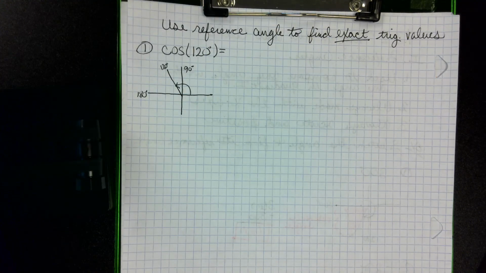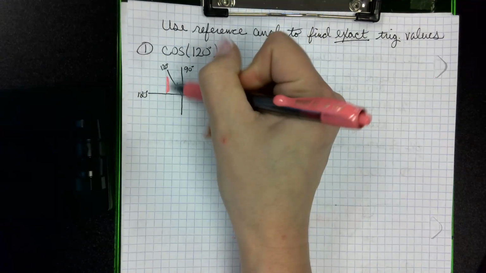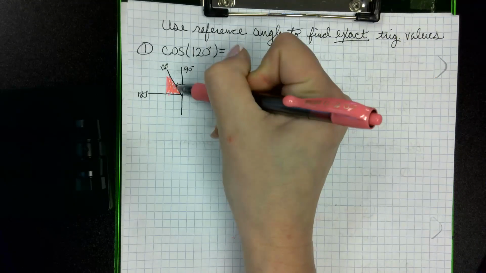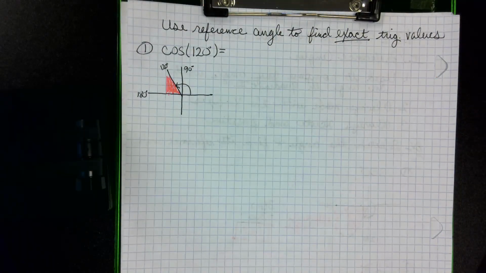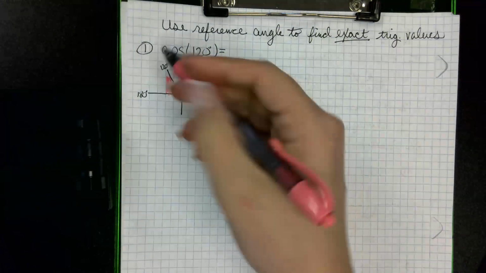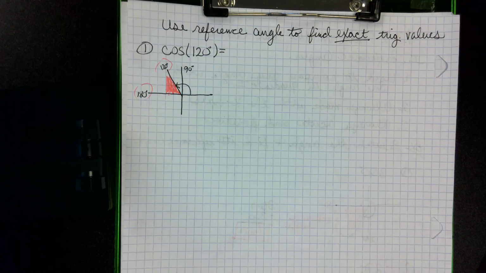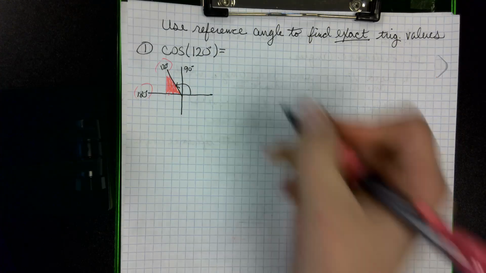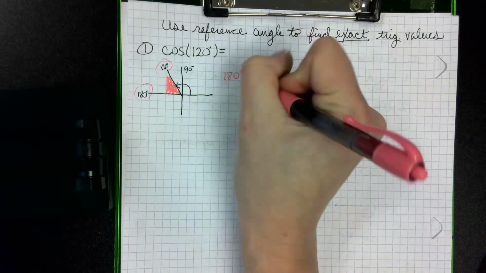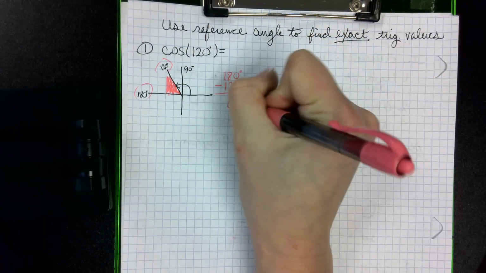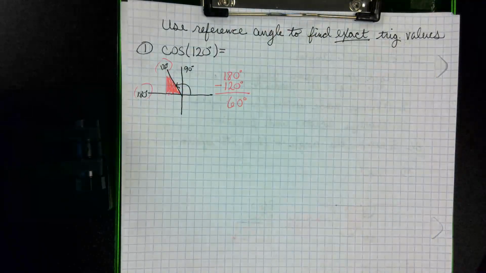The reference angle is the acute angle that touches the x-axis. So this angle is the shortest way to get to the x-axis. To get the reference, we look at these two values, the x-axis value and our given angle value. We get the larger number, which is the 180 degrees, subtract the smaller number, 120 degrees. That tells us the reference angle is 60 degrees.